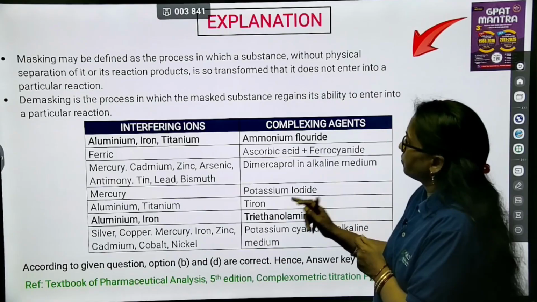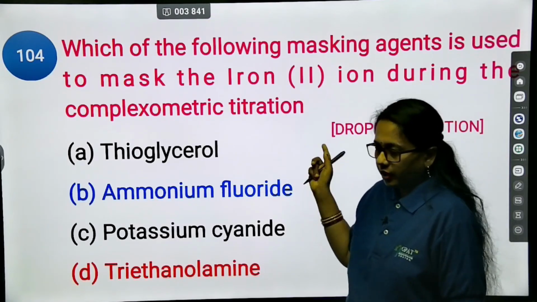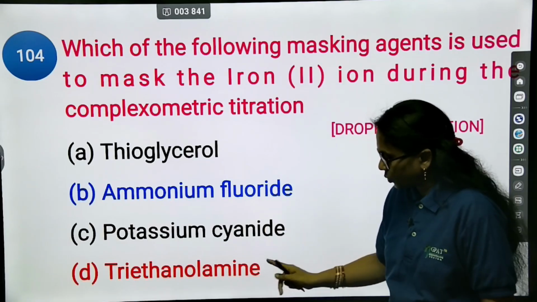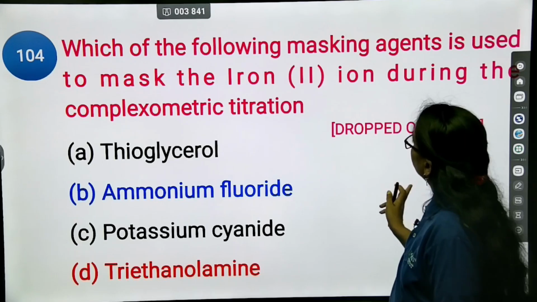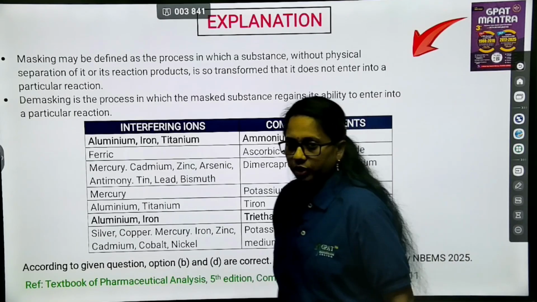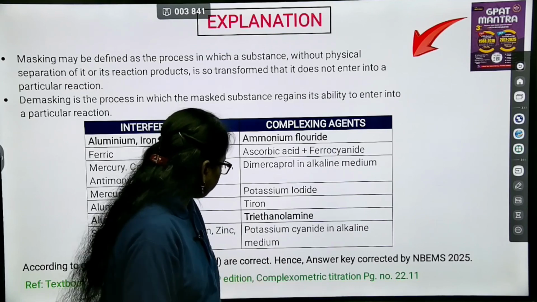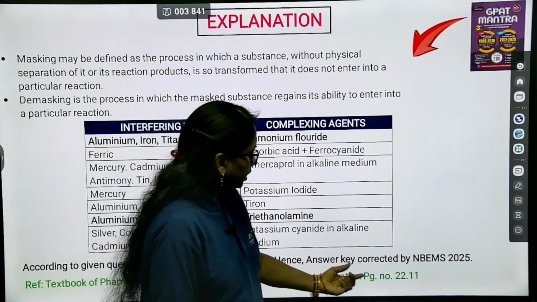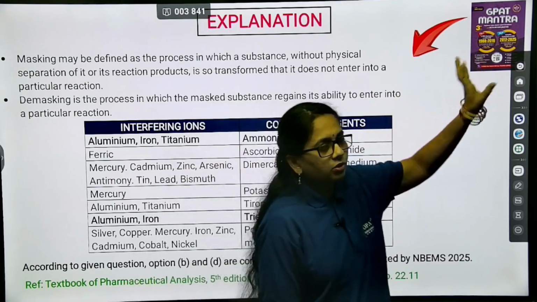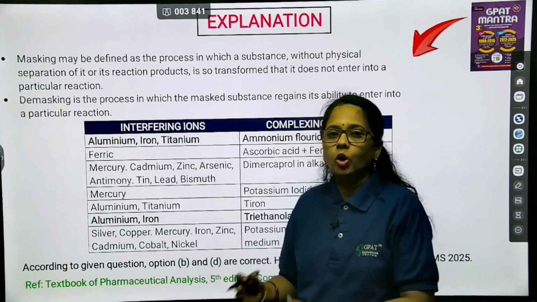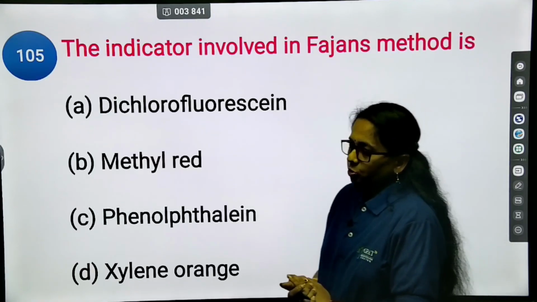So in this question, the masking agent for iron, ammonium fluoride is right, as well as triethanolamine, it is also the correct option. So that's why this is a dropped question in the GPAT 2025. All these clear explanations we have given in the Textbook of Pharmaceutical Analysis, 5th edition, complexometric titration, page number 22.11, you can observe this. And in the GPAT Mantra book also, you are going to find all these clear explanations for all the previous year question papers. Let us move to the next question.